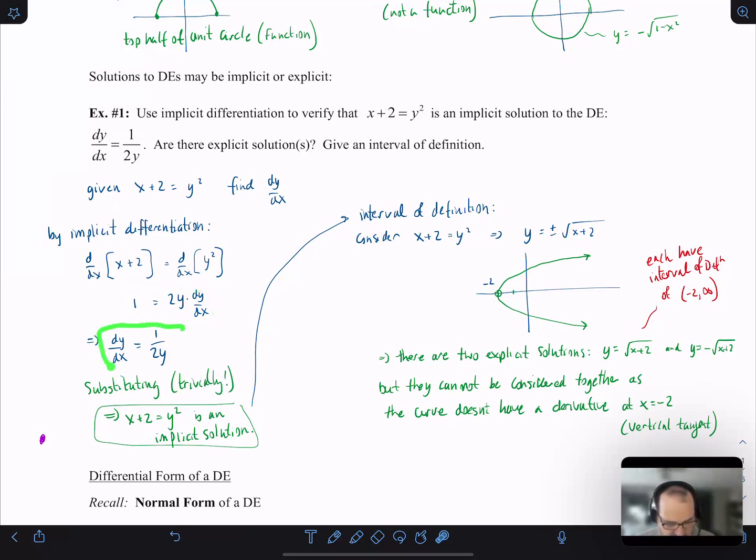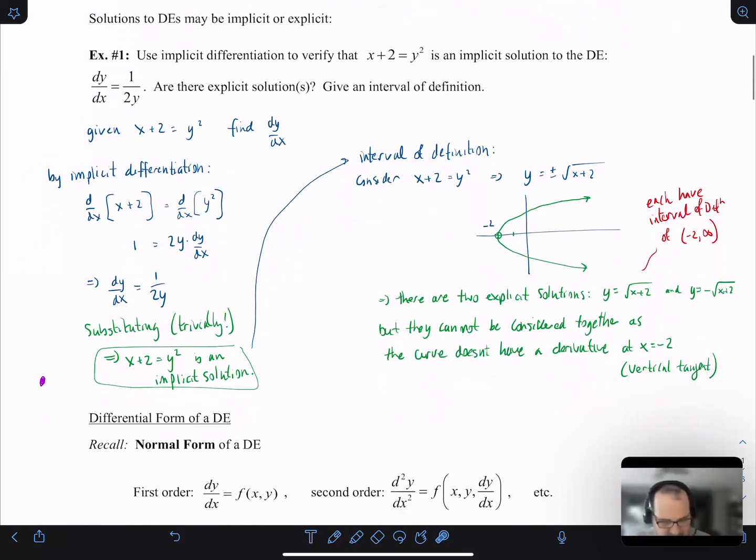If you solve this for dy/dx, we fairly immediately verify that indeed this implicit relationship results in the correct differential equation. You can think of it as getting this result and then substituting 1 over 2y on the left-hand side, and then we trivially get an identity here. So this is a solution. That's actually pretty easy for this one.